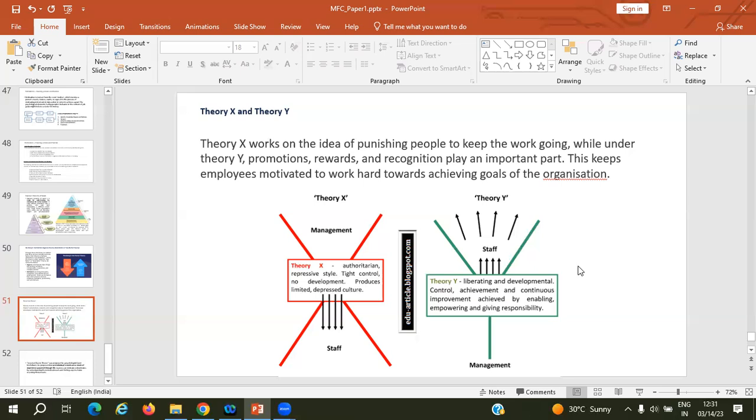And if you are giving authority, giving punishment, if the person is doing something wrong, you are not able to accept that mistake, you are always scolding the person.